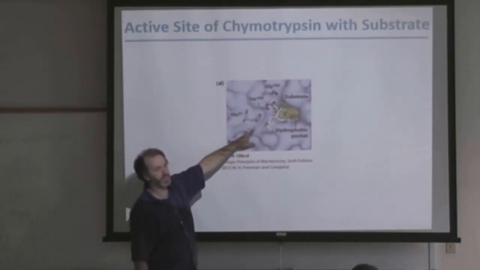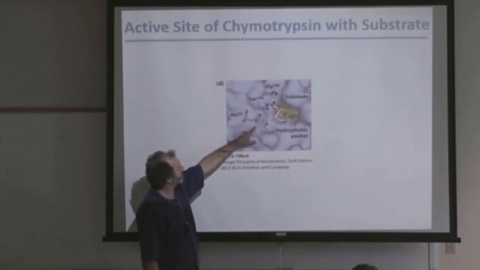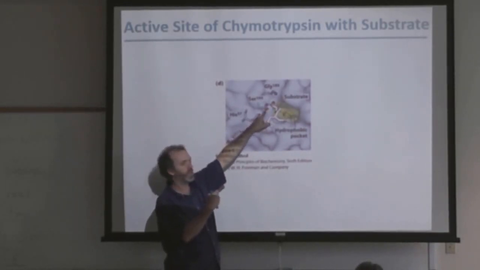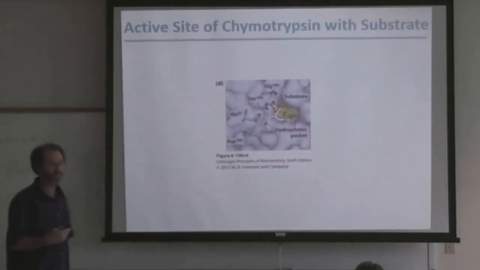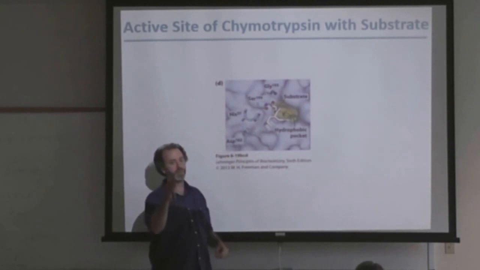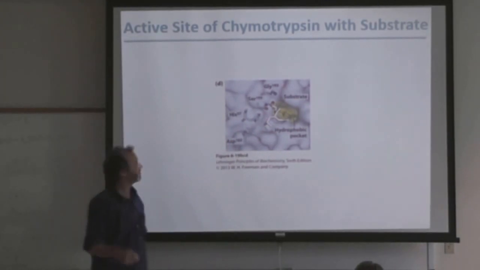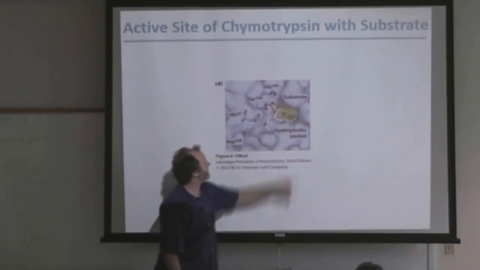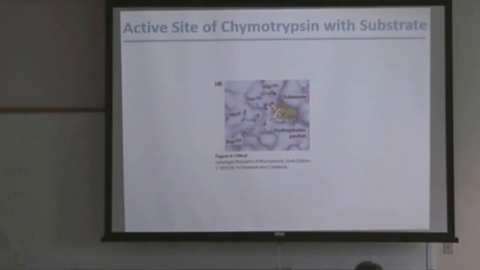So the aspartic acid is going to draw protons away from the histidine, causing the histidine to act as a stronger base, which will draw away the proton from the serine, allowing the serine to become a better nucleophile, and that'll attack a carbonyl in a peptide bond. This is the hydrophobic pocket, and then you have a glycine up here where the peptide bond itself stabilizes an oxyanion that forms.